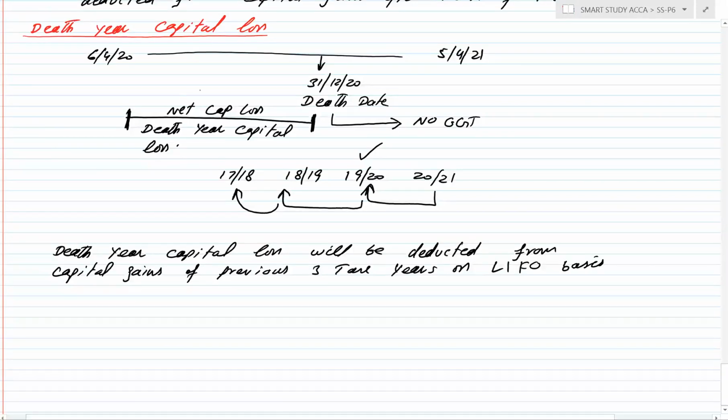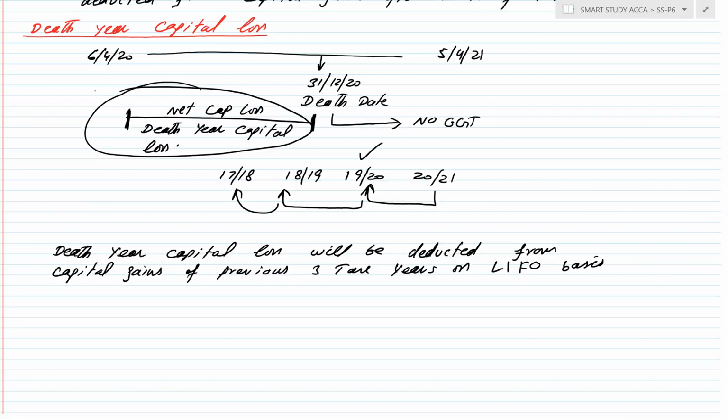Noman, yes, if there is a net gain during this time, we can say it is a net chargeable gain or death year capital gain. But please be careful, it should be the gain before the date of death. If the assets are transferred after the death date of an individual, we cannot calculate gain on those assets. That gain cannot be considered as death year capital gain. So this was all about death year capital loss. Any question?